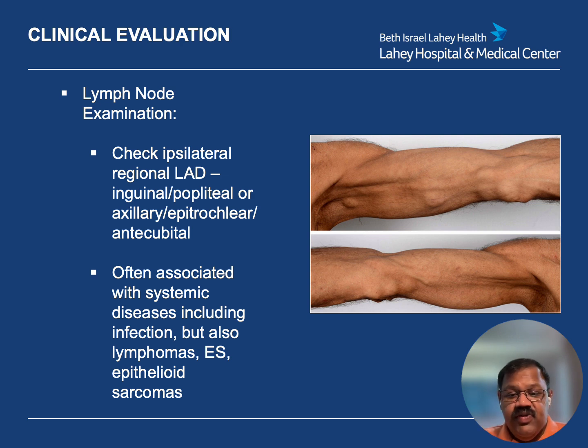Lymphadenopathy is associated with specific conditions. As we all know, lymphoma is a very common example, but it can also occur with infection, Ewing sarcoma, and, in the upper extremity, epithelioid sarcomas. Similarly, skin malignancies like melanomas can also present with significant nodal metastasis, which may represent enlarged lymph nodes in the ipsilateral limb.